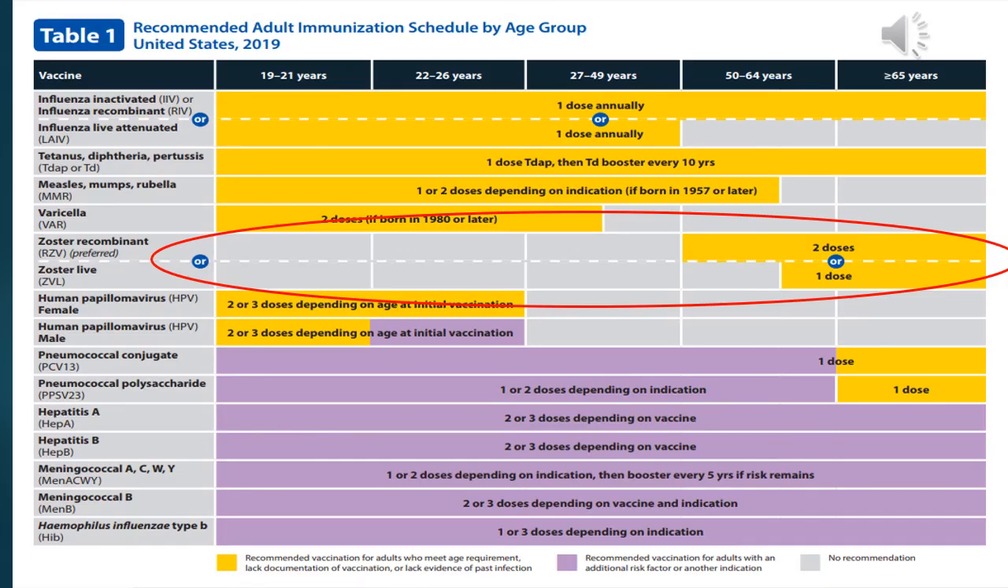Okay, so I'm sure this chart looks pretty familiar to you. It's another CDC vaccination chart, but this is for the age group of 19 and older. The two vaccines that we will discuss are circled on the chart, and those are the ones that protect against shingles.